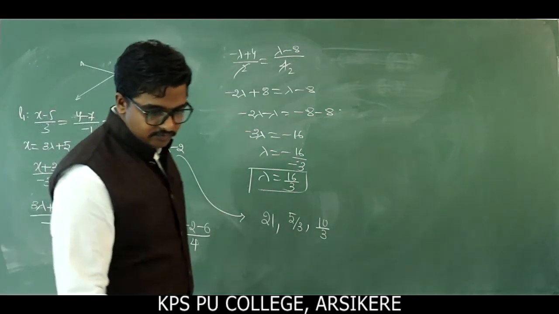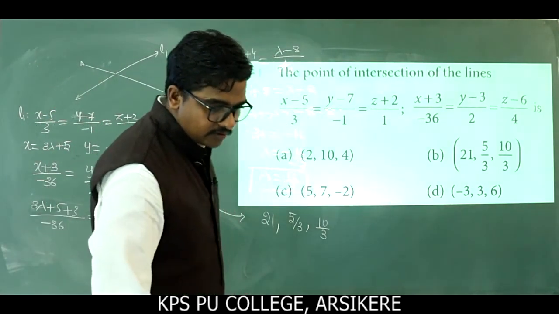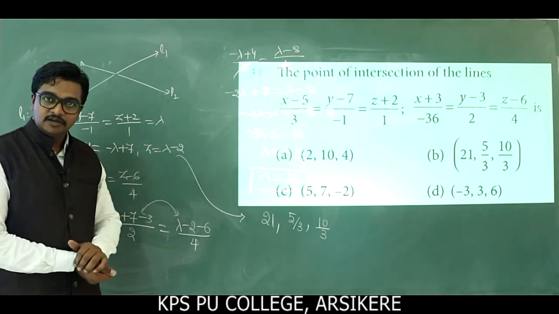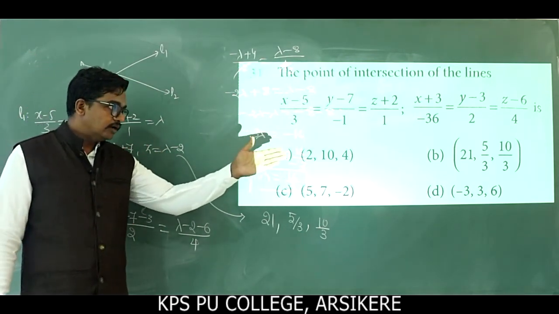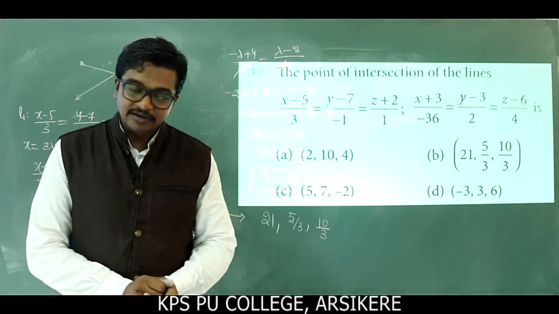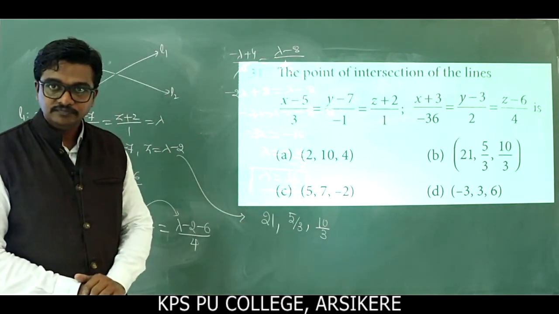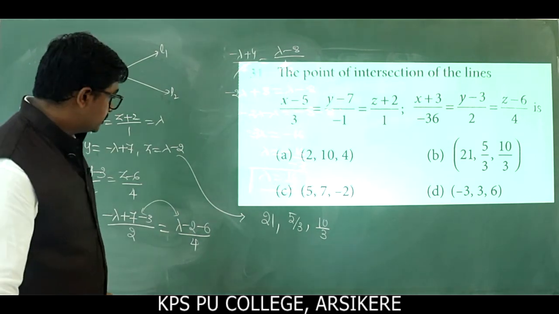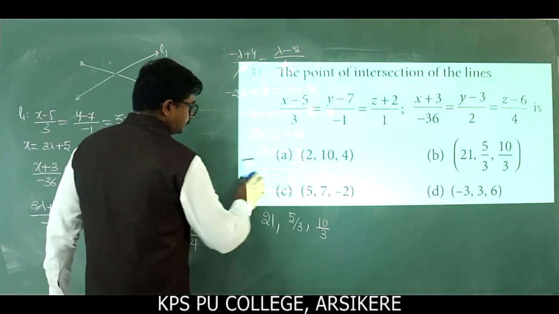This is our answer. Just observe the options. We have the same thing. Option B is our right answer. Option B, 21, 5 by 3, 10 by 3. This is the case. Take a pause and note it down. Next, dear children, we are moving to the next question.